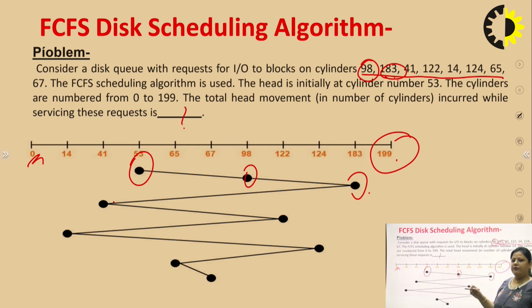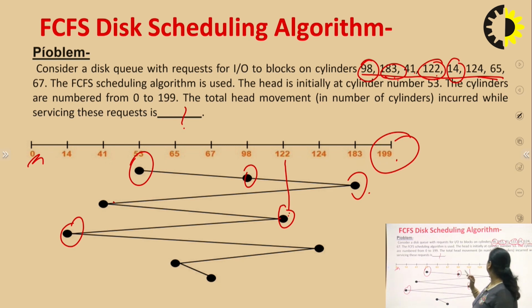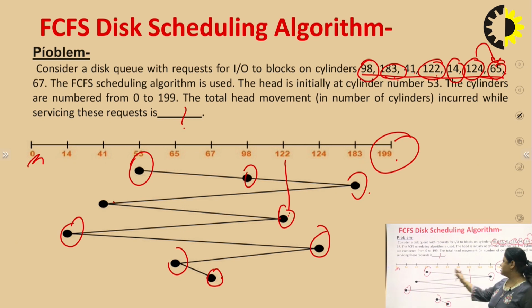and after 41 it goes to 122, and after 122 to 14. Now after 14 there is 124, and after 124 it will go to 65. After 65 it will go to 67. So this is the technique of the first come first serve scheduling algorithm.